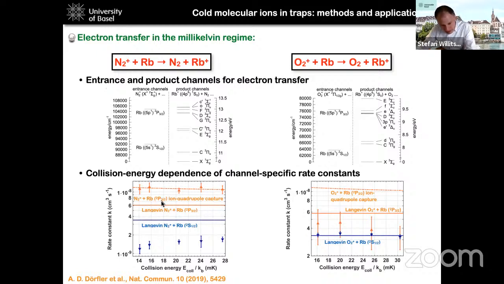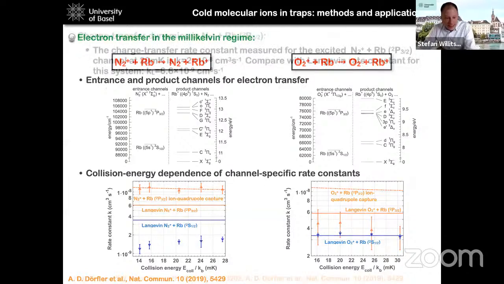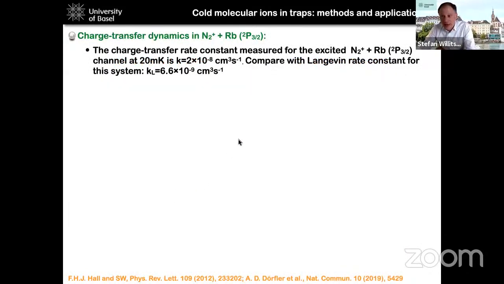So here the rubidium is in a 2P3/2 state, right? So this means this can't be viewed as a structureless particle anymore, because we have one electron in the p orbital. So the valence electron is in the p orbital, so this is not spherically symmetric anymore. So this means that we do have a permanent quadrupole moment in this state. And that means we have a C3 coefficient, right, in the interaction potential. And this manifests itself in the rate constant.